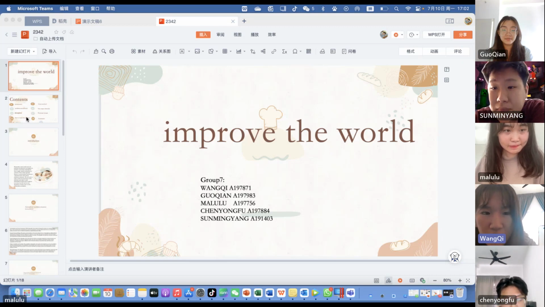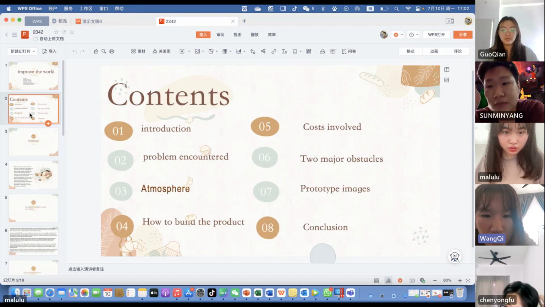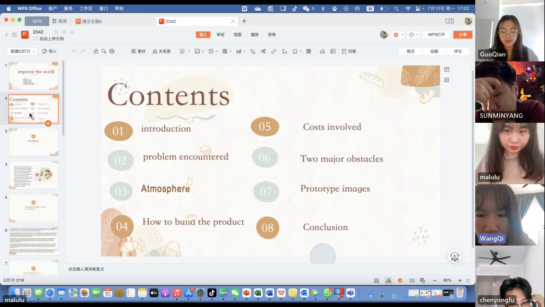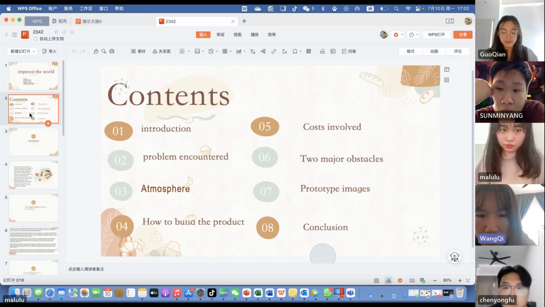The first page is contents. The contents are divided into 8 parts. The first part is introduction. The second part is problem encountered. The third part is atmosphere. The fourth part is how to build the product. The fifth part is costs involved. The sixth part is to measure obstacles. The seventh part is prototype images. The eighth part is conclusion.